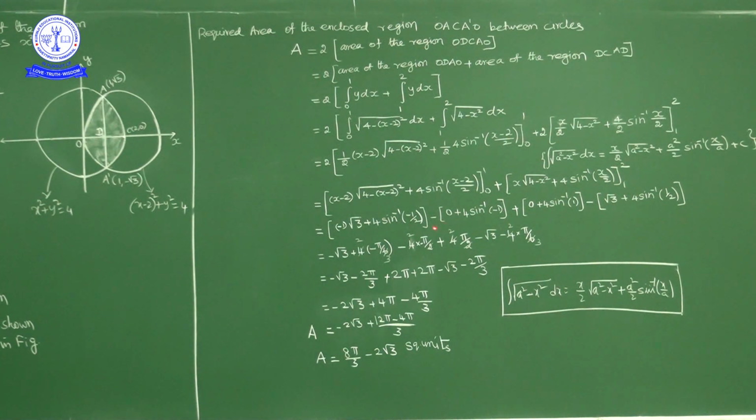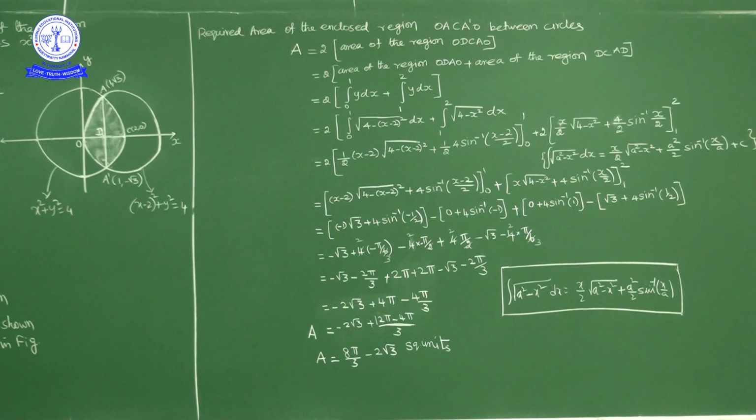Minus 0. Next, minus 4 into sin inverse of minus 1, which is minus pi by 2. So minus 4 into minus pi by 2, 2 gets cancelled, so minus of minus is plus 2 pi, this value is 2 pi. So this is regarding the first integral.